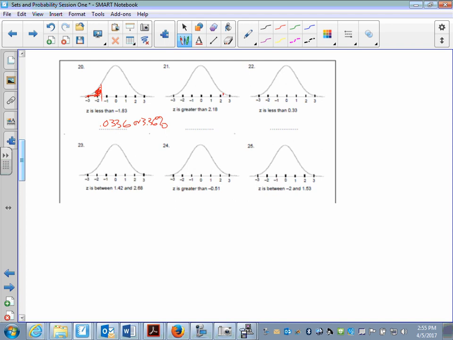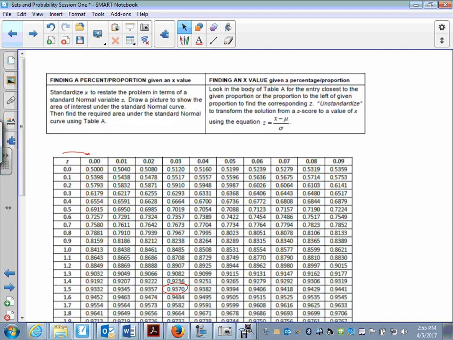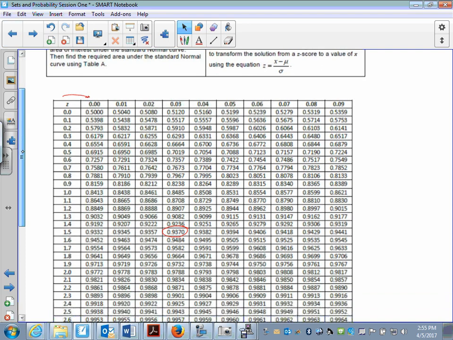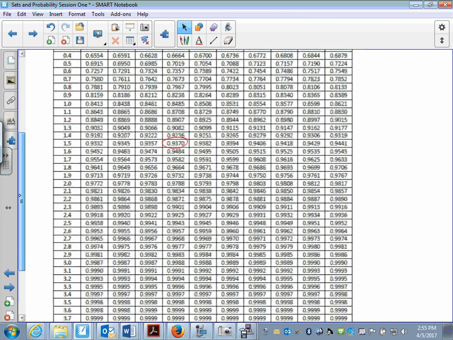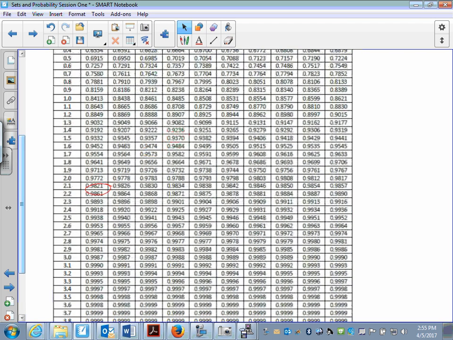Okay, number 21, Z is greater than 2.18. Well, now here's 2.18 approximately, and so we want this region over here. So we're going to look for 2.18 in the positive table here. And we go to 2.10, 2.11, 12, 13, 14, 15, 16, 17, 18. So 2.18 is 0.9854.